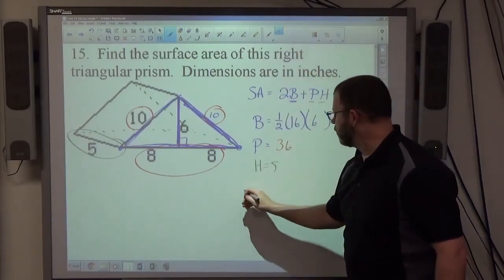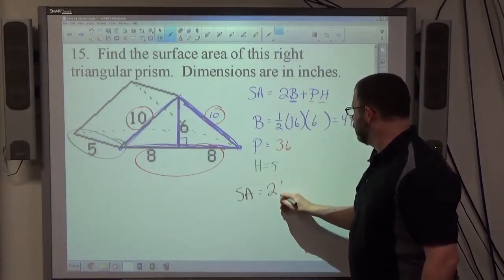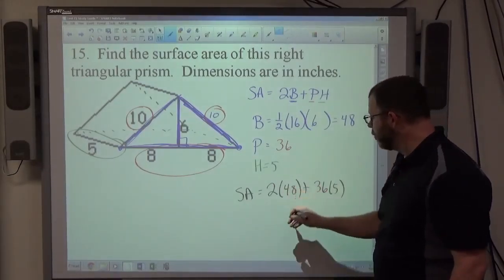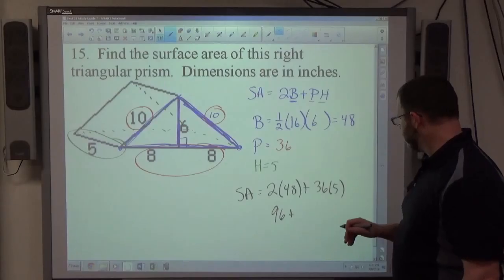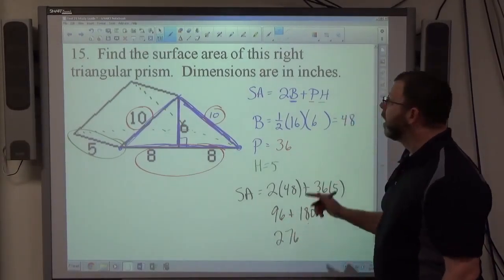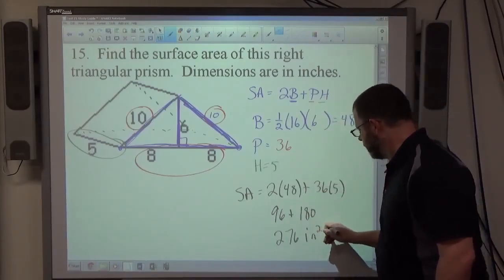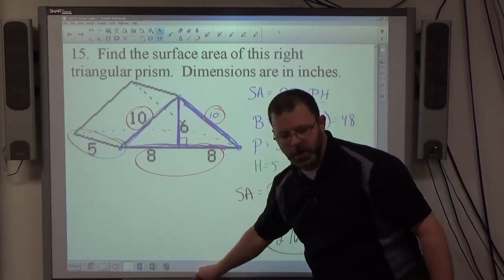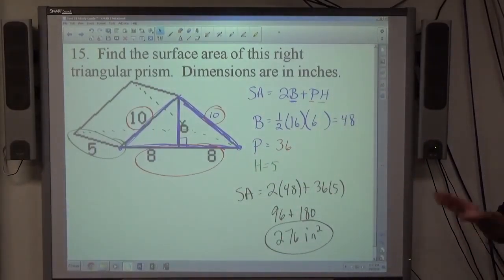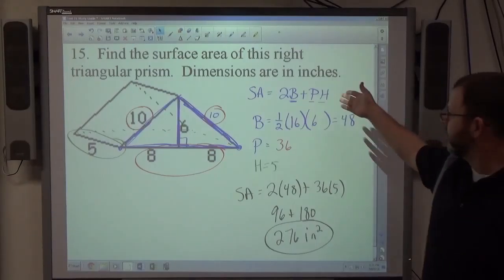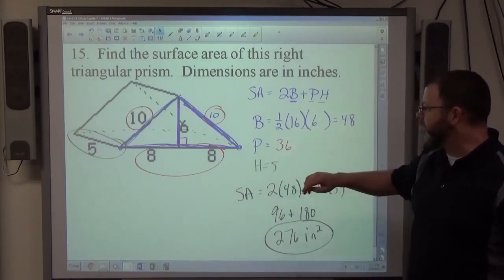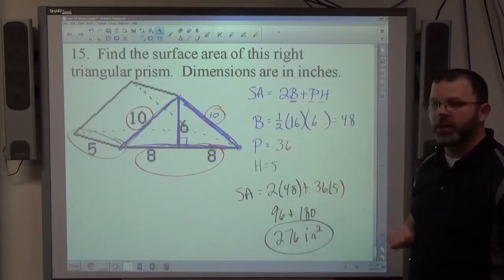So if I just apply the surface area formula, I'm going to get 2 times 48 plus 36 times 5. 2 times 48 is 96. 36 times 5 is 180. Add those up, I get 276 inches squared. Alright. Triangular prism on the test would be obviously different dimensions, but it'll be of similar difficulty as that. So again, it's just specific application of the surface area formula. Area of the base, perimeter of the base, height, find those first, substitute the values into the equation, and work it out.